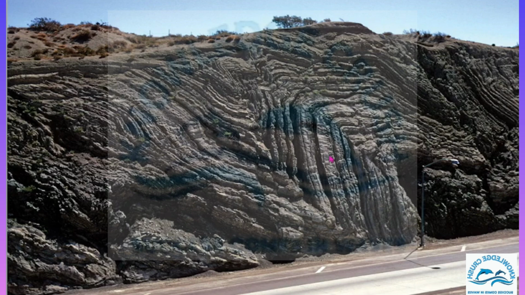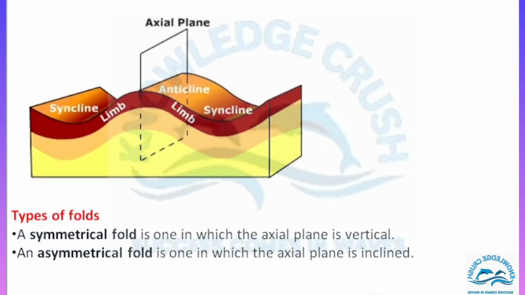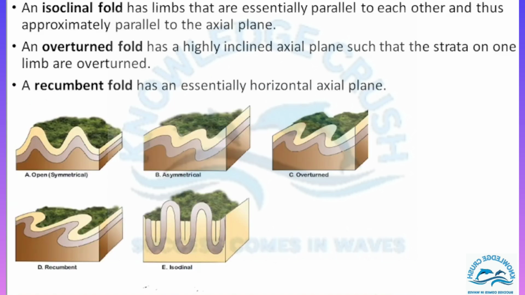And why does this happen? Because of compressional stress. Here we can see the compressional stress on both sides, and because of this stress we see this fold, the wave-like structure. The folds that go upward, again I repeat, are called anticlines, and this is called the syncline. We already know these things. Now we are going to see the types of fold on this diagram.